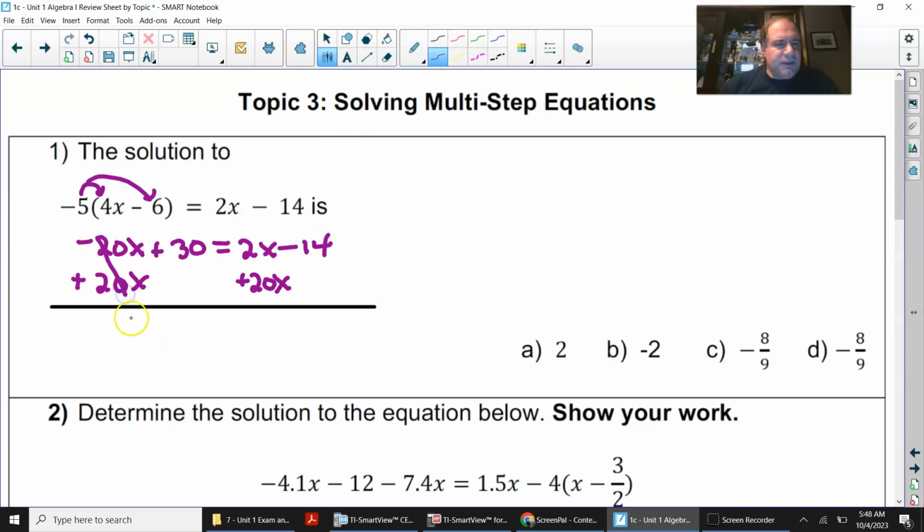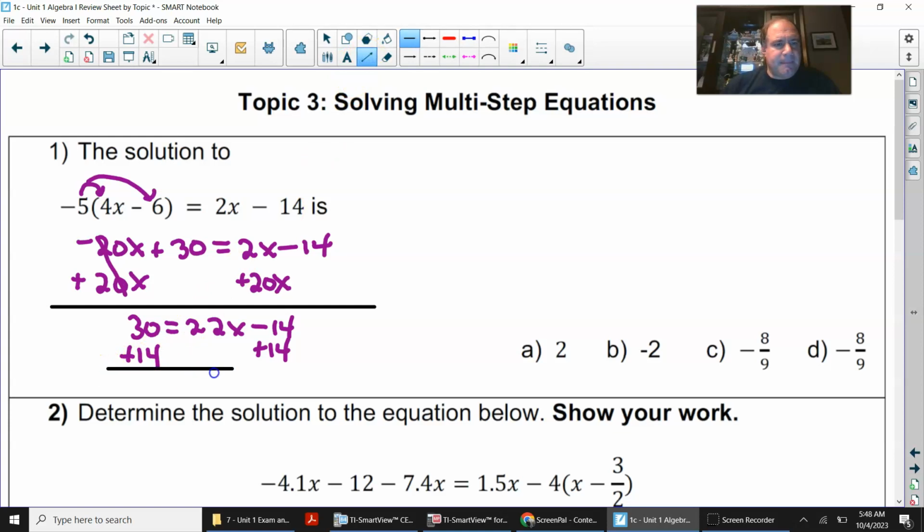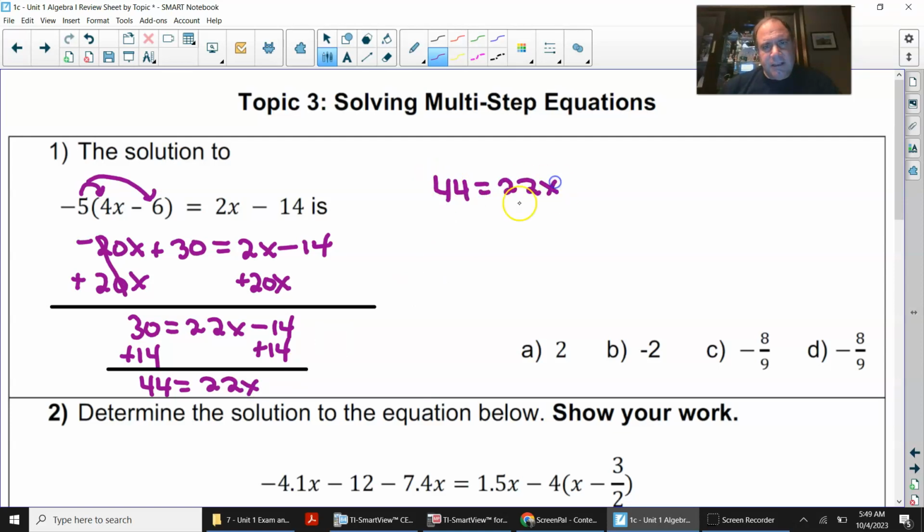This cancels. You have 30 equals 22x minus 14. You add 14 to both sides. And you get 44 equals 22x. I'm going to bring it up here. 44 equals 22x. And then the last step is to use inverse operations to divide. X equals 2. And A is your answer.